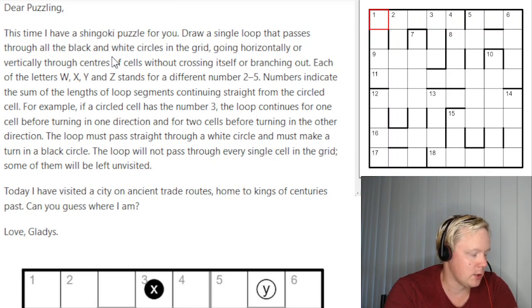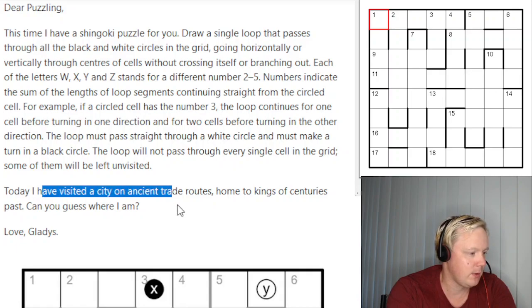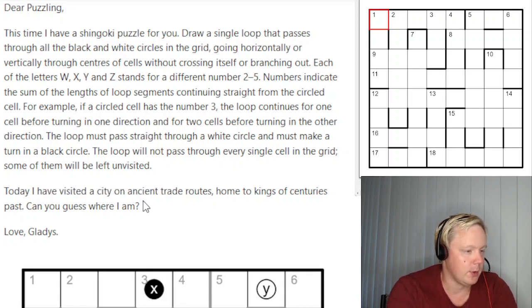Okay, let's go on. Today I have visited a city on ancient trade routes, home to kings of centuries past. Can you guess where I am? Love, Gladys. So just giving us a hint of what the final answer is going to be.